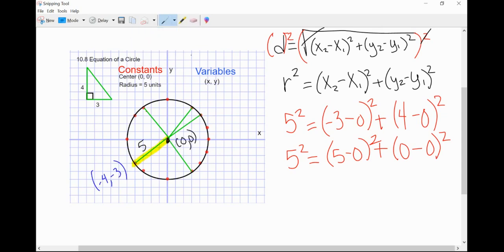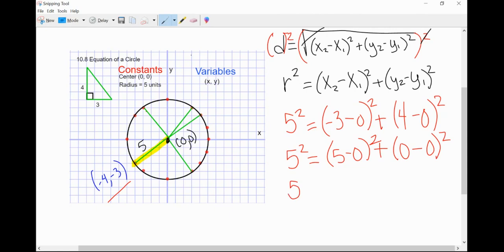All right, here we are, and I have selected another segment. Once again, our center is still 0, 0, still radius of 5, but this time we have -4, -3 as the point we have selected on the circle. And I'm going to write the equation again.